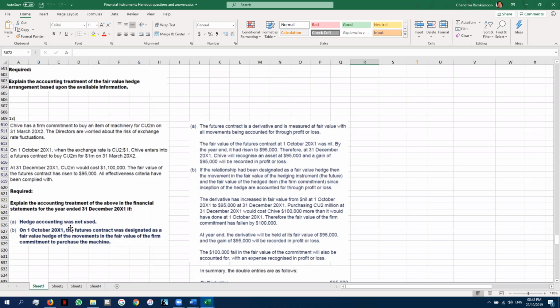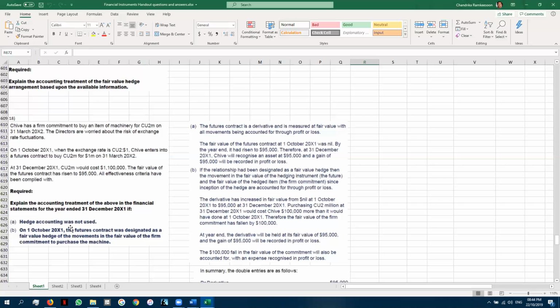A, the futures contract is a derivative and is measured at fair value with all movements accounted for through P&L. The fair value of the futures contract at 1st October was nil. We normally assume that at the start is nil. So if a question tells you, and again, this is why I said a few minutes ago that in financial management you may have to calculate that.